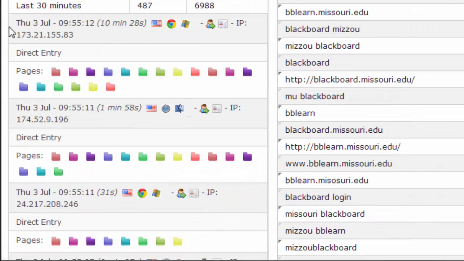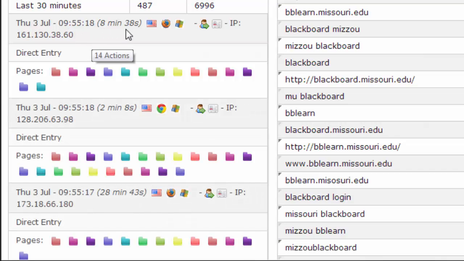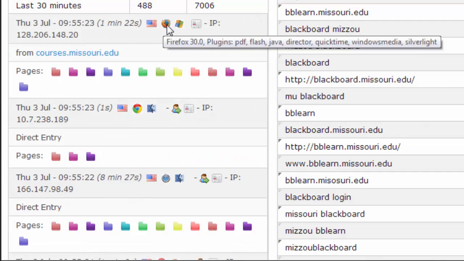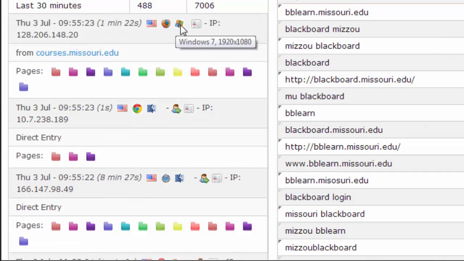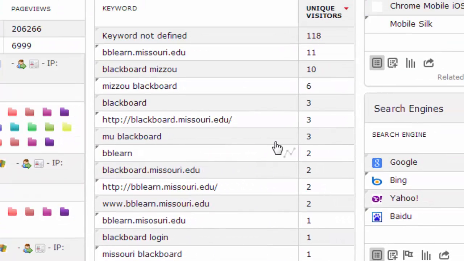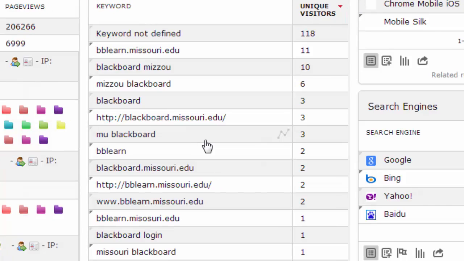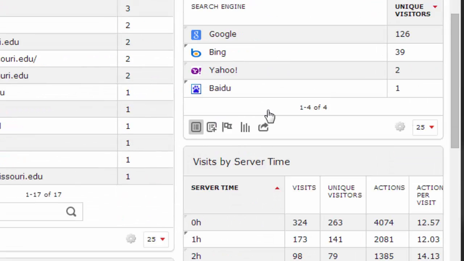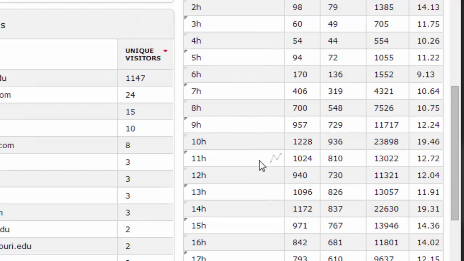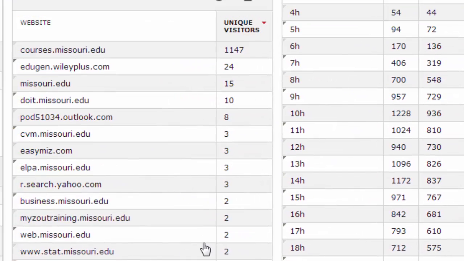We can also see real-time interactions within our environment. This shows us where the person's from, what they're using, their OS, and we can even look at more profile information. We can also see what keywords the users are searching before they're coming to our site. Search engines. We can also see visits by server time, referrer websites, and the like.